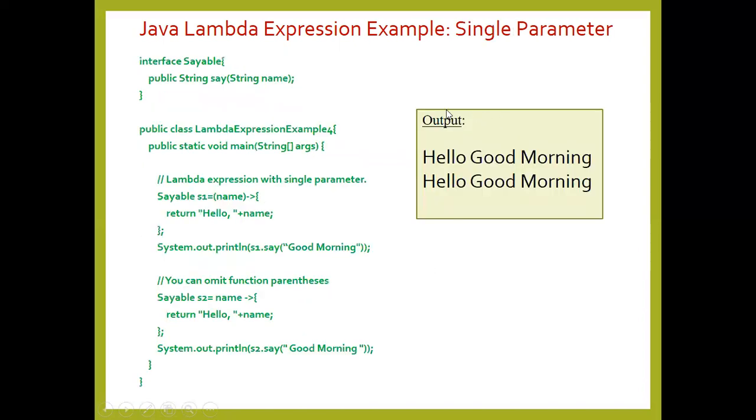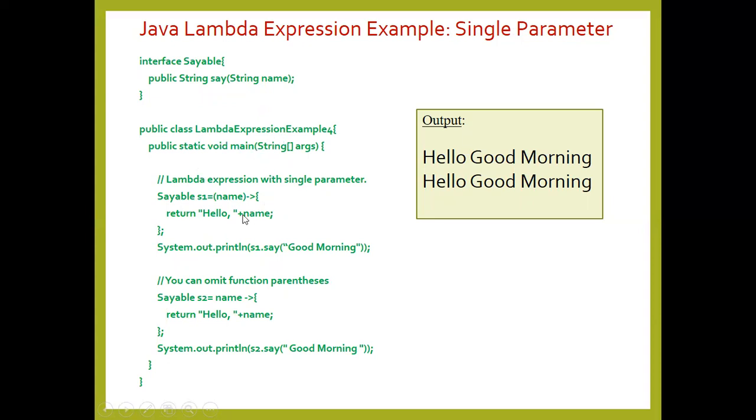Now, this is the next example for lambda expression with a single parameter. Here also we are defining the interface with the name Sayable. Like the previous case, we are defining a method with the name say. Now to this method, we are passing one argument of type String. The name of the argument is name.